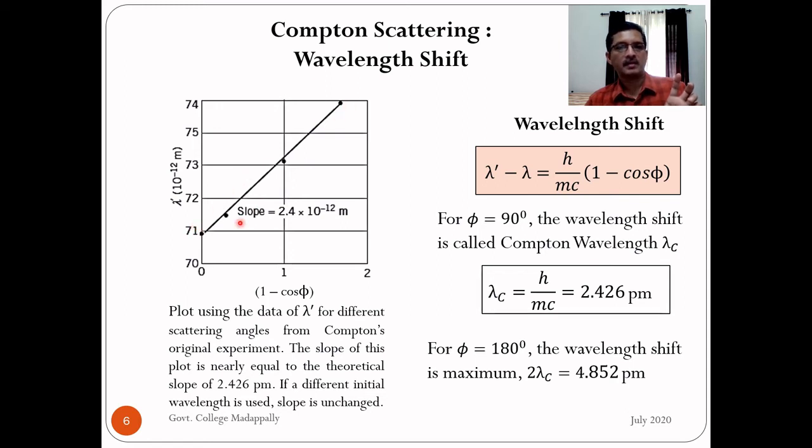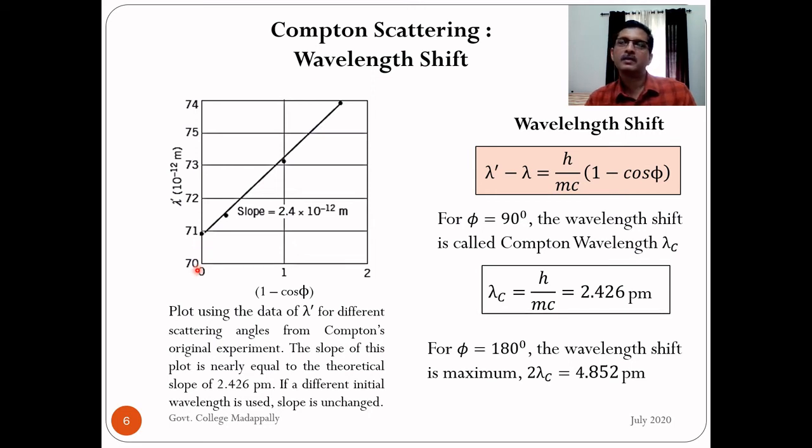The graph obtained is a straight line. You can do this as homework: take the lambda prime value from the previous graph, take the phi value, calculate 1 minus cos phi, and plot it. We get a straight line, with a y-intercept corresponding to 1 minus cos phi equal to 0. That means phi equal to 0, since cos 0 is 1 and 1 minus 1 is 0, and lambda prime is equal to lambda. In the previous graph there is no second peak. Phi equal to 0 means the incident radiation passes straight through the graphite block without scattering, so the scattered radiation is the same as the initial radiation.